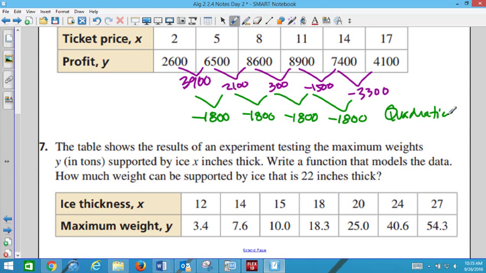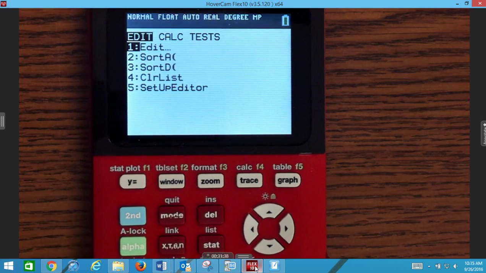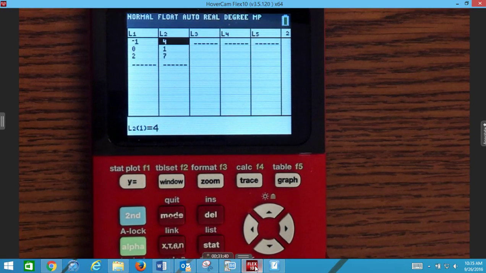So now let's go to our calculator and enter in the list 1 and list 2. If you know what to do, work ahead of me. I'm doing it all so that you have this video for later. When I go to my calculator, I'm going to hit Stat, Edit, and I'm going to enter in my list 1 and my list 2.